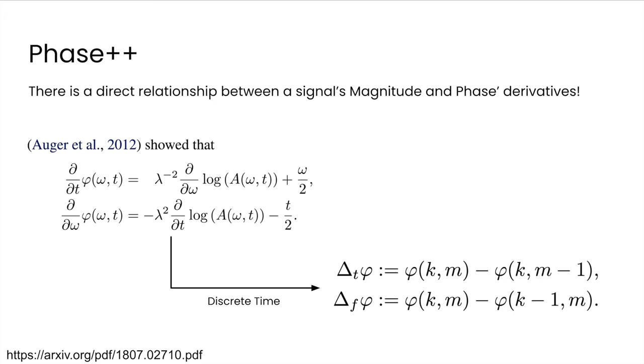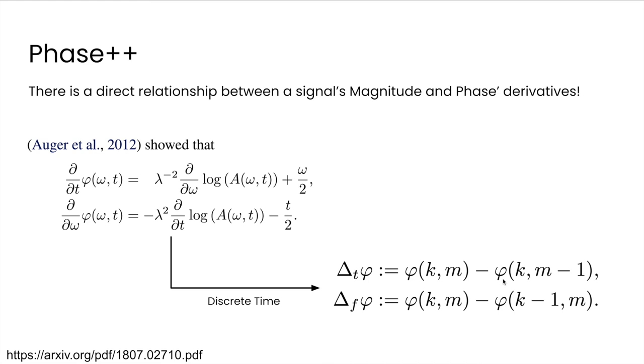All right, so phase plus plus. This means to me that there's a little bit more than just using the phase, and how is the phase actually helping the magnitude estimation? So there's a relationship between the derivatives with respect to time and with respect to frequency in the short-time Fourier transform. So between the phase and the derivatives of the phase and the derivatives of the log amplitude here. And this is it. This is the relationship. So this would be in the continuous domain. And since we're in modern computing, we need to make sure this is in the discrete domain, which merely uses subtraction to calculate derivatives, because that's all we can do, really.